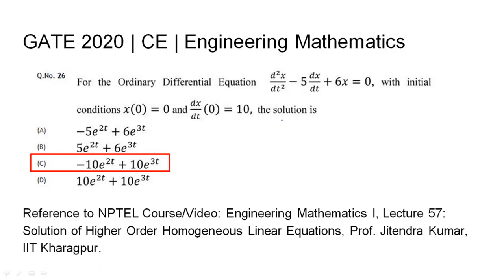So our ordinary differential equation was given: D²x minus 5Dx plus 6x equals 0. Initial conditions were given and the solution was obtained as minus 10 e^(2t) plus 10 e^(3t), which is the option C.